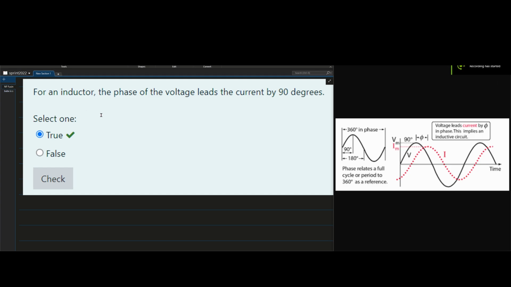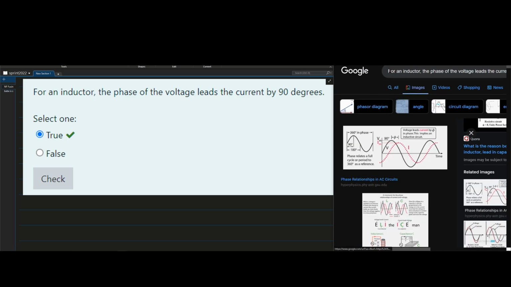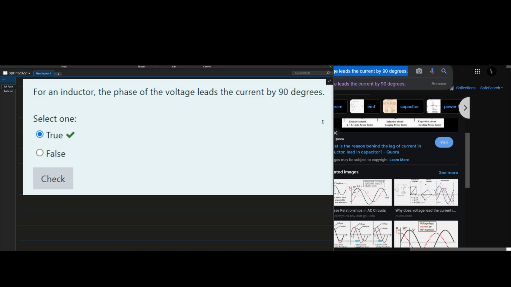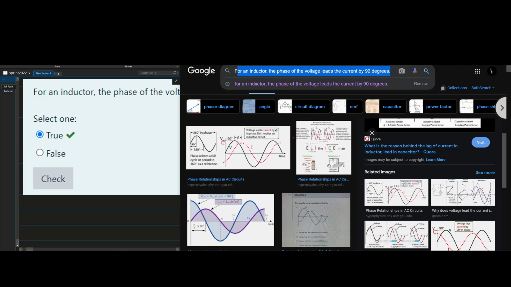For this problem, we have an inductor, and the phase of the voltage leads the current by 90 degrees. Is this true or false? This is going to be true, and this can be found if we even just look this up. If we were to just look up this exact format for a question, we can look at some images.